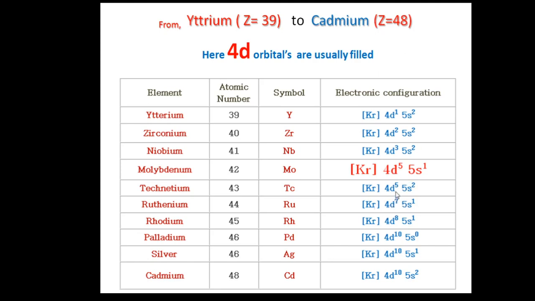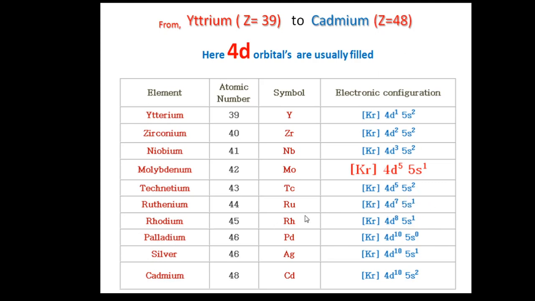Now, after that 4d5, students, you can see that in ruthenium, 4d7 5s1 is another exceptional electronic configuration. Again, one electron is added, so this 4d5 becomes 4d6, and after becoming 4d6, one of the electrons from the 5s2 is shared with the 4d orbitals, and this 4d becomes 4d7, and the 5s orbital becomes 5s1. In this way ruthenium shows the 4d7 5s1 electronic configuration.